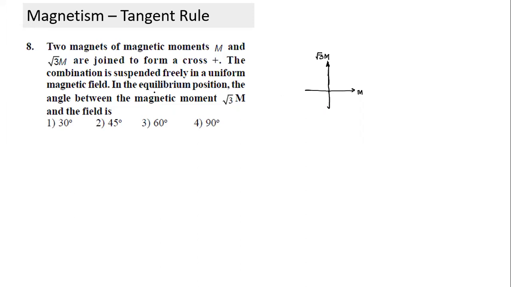They form a cross, and the combined thing is suspended freely in a uniform magnetic field. It can rotate about this axis. It is free to rotate. What would be its equilibrium position? So it comes to an equilibrium.